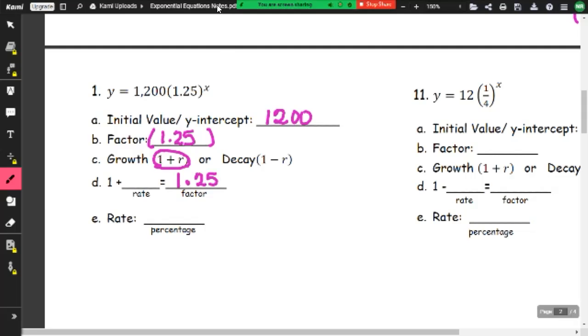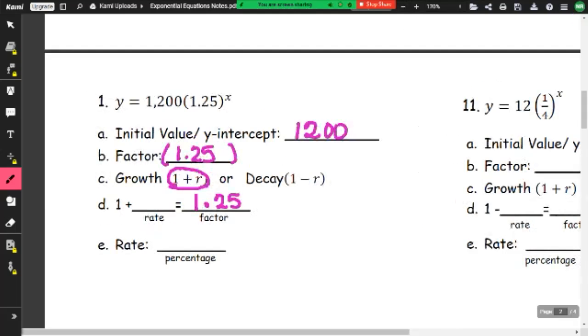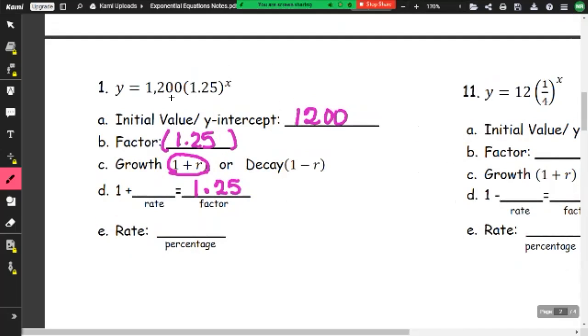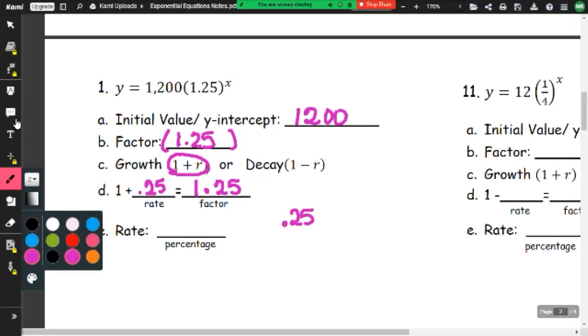Some of these are pretty simple where you can actually do the math in your head. Some of them aren't. So I believe this one is, what did you add to the number 1 to get to 1.25? 0.25. But notice here where you have the word rate, right under that line, it says percentage. Your rate is always written as a percent. So I need to take that 0.25 and convert it back to a percent. There are 2 different ways you can do it. What's one of them? Does anybody remember how to switch it back to percent?